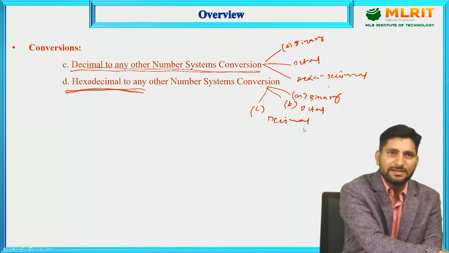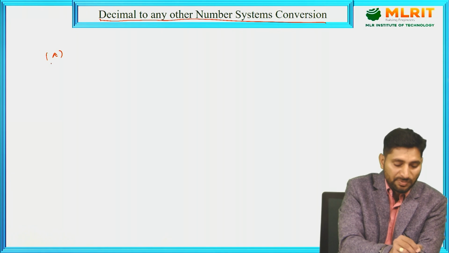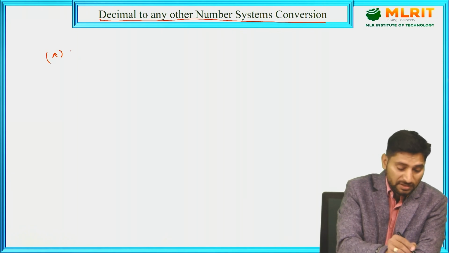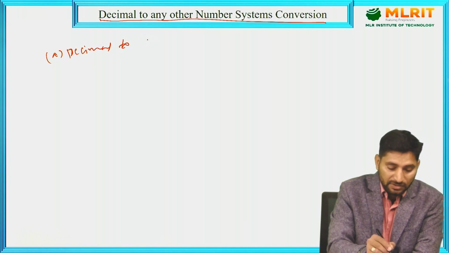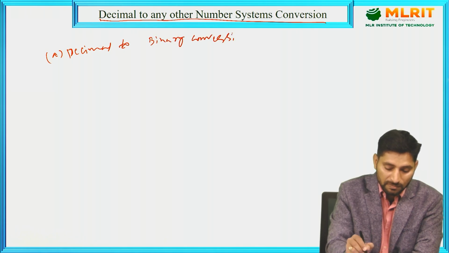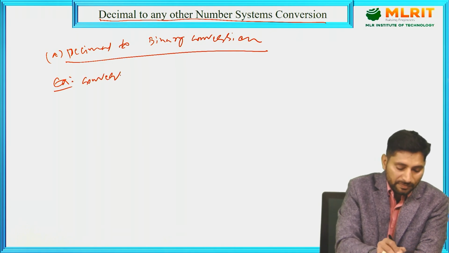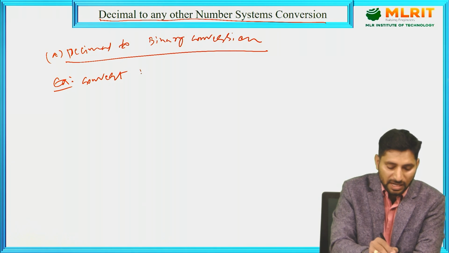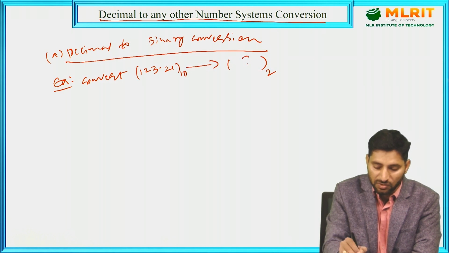So first let me see decimal to any other number system conversions. As part of this, the first one is decimal to binary conversion. Let me convert some quantity in decimal. I am going to take 123.21 in decimal and convert this into binary.